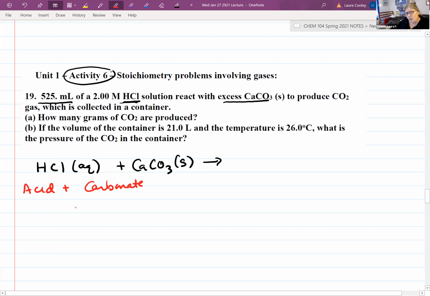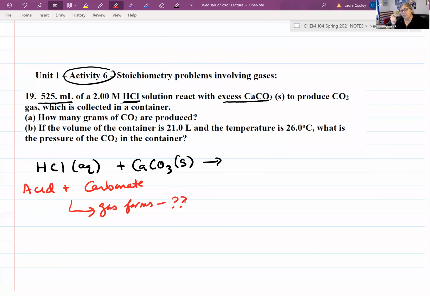Does anybody know what gas is formed in this reaction? If you had done lab in person, I'm sure you would remember this, because it's a giant block of calcium carbonate put in with acid, and there's bubbles that come out. And anybody know what those bubbles are? Just take a guess. Carbon dioxide, yeah.